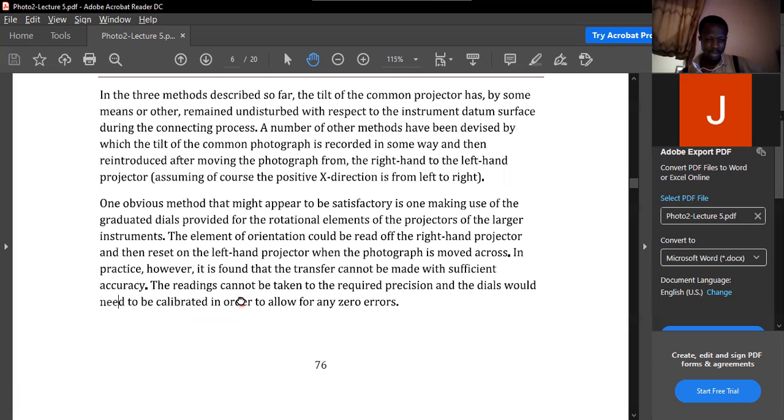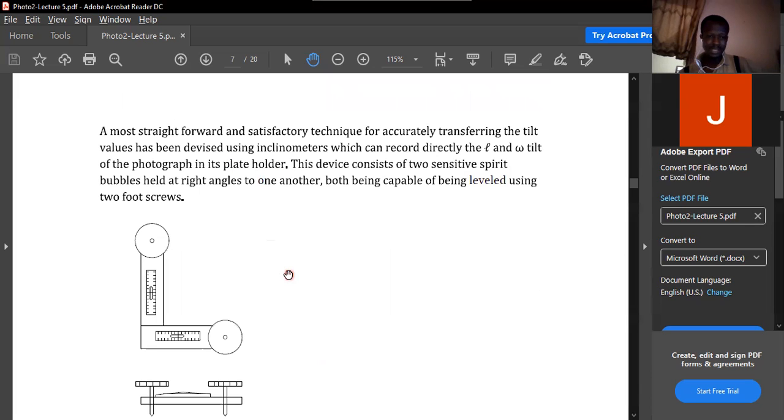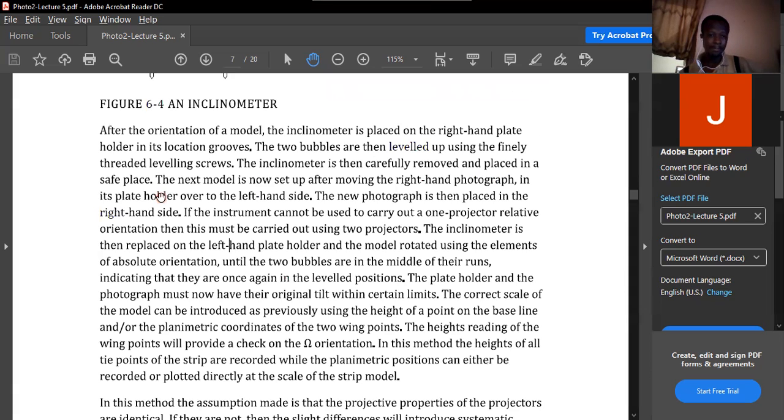I don't know where we will talk about what I just talked about, but it's in there somewhere when you read it. So we make use of sensitive spirit bubbles. Remember, I'm talking about spirit level, spirit bubbles held at right angles to each other. I think I've talked about that already, right? The inclinometer is placed on the right hand plate. Good. The two bubbles are then leveled up using fine screws. If they are leveled, it means you bring them to the center of each one. Okay, that's what it means. Then you take them out.